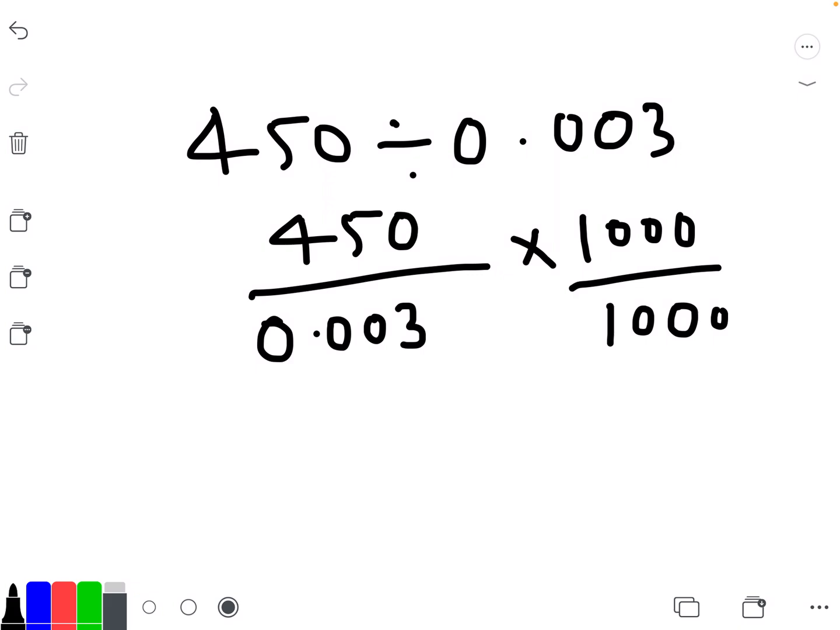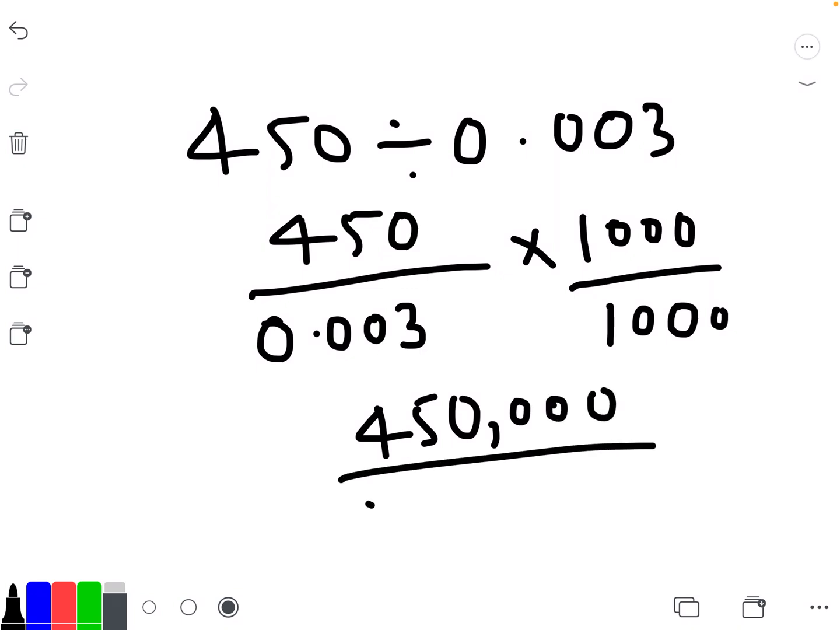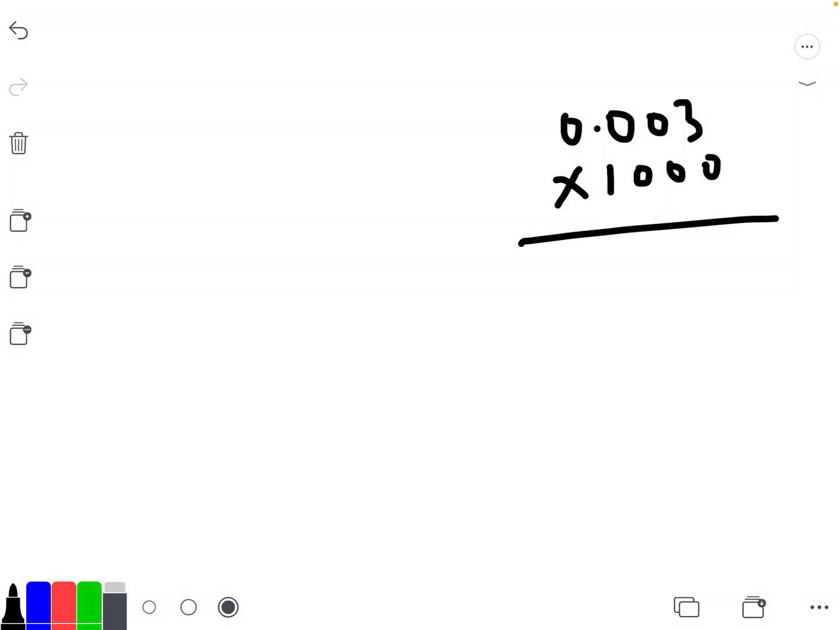So, multiply numerator and numerator, we get 450,000 divided by 0.003 into 1000. So, let us take the denominator multiplication first. What is 0.003 into 1000? So, let us consider 0.003 as 3 and then multiply. 3 into 1000 is 3000. But this is not the final answer. What exactly is the final answer?